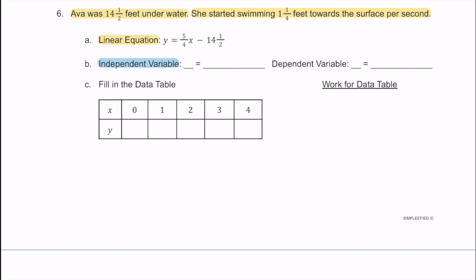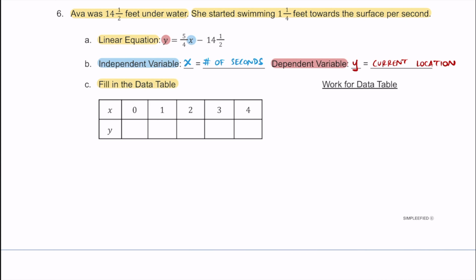Our independent variable here is going to be x. Let's just write that in real quick. And our dependent variable here is going to be y as usual. So we write that in as well. Now we have two variables here. One is dealing with time, the number of seconds that go by. The other one is dealing with Ava's location, what her elevation is measured in feet here. So for our independent variable, x is going to represent the time or the number of seconds, and y, our dependent variable, is representing Ava's current location.